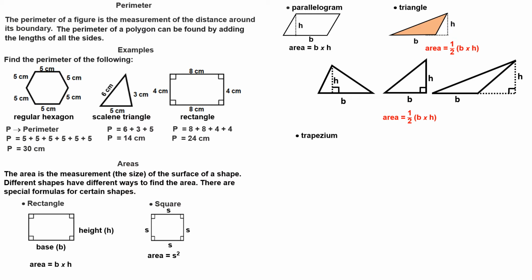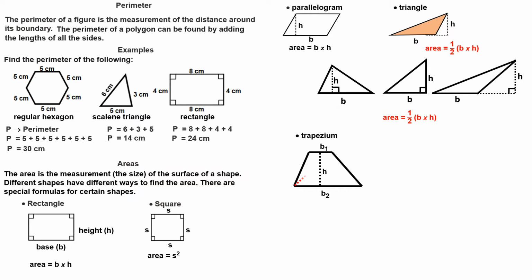Trapezium. The parallel sides are called the bases of the trapezium. Let B1 and B2 be the lengths of these bases. The distance between the bases is called the height of the trapezium. Let H be this height.